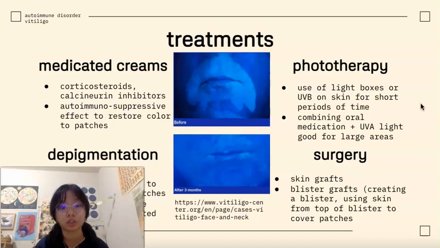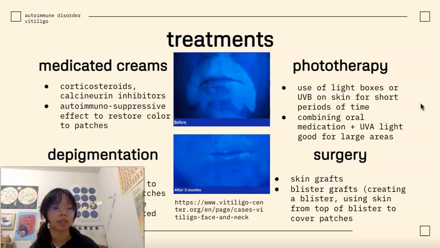You could get surgery for vitiligo, mainly skin grafts or blister grafts, where the physician will create a blister in your skin, remove the top layer of the blister, and then apply it to the white patches caused by vitiligo to match your skin color. However, surgery is not recommended if you scar easily. So keep that in mind if you are looking at this treatment option.